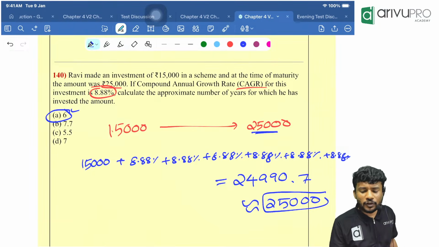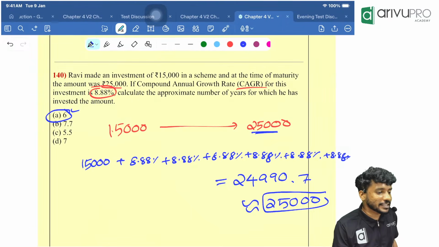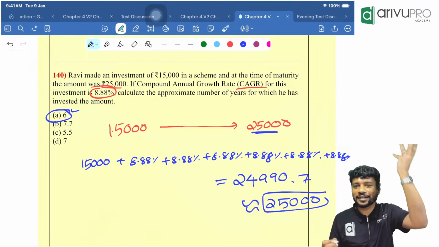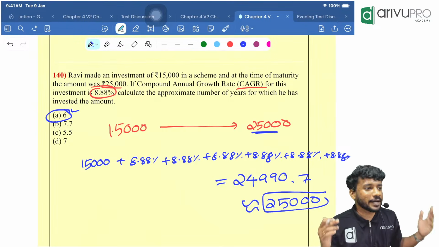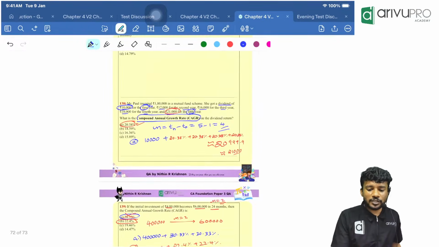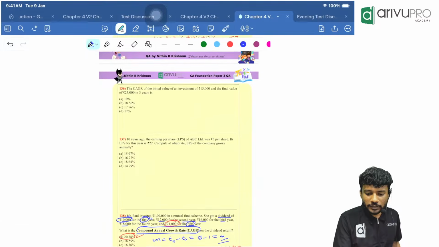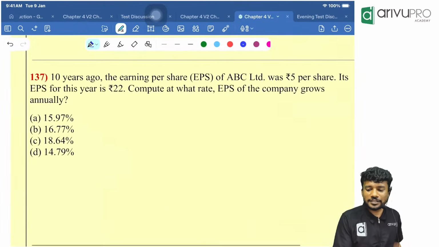Now, what if it was not approximately equal? I will click equal one more time and check 7. It will be an even bigger value, which is not going to give my answer. Then the final question. No, the second last question.